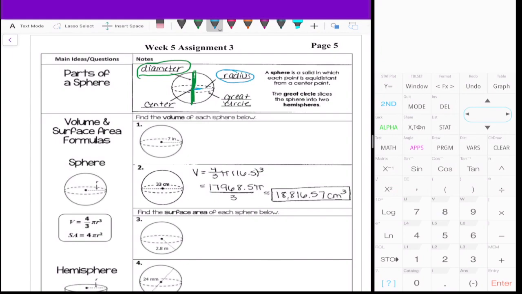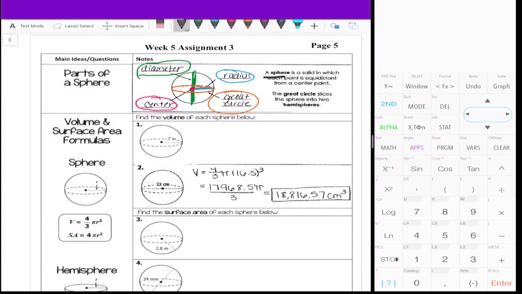Well, this assignment is about spheres and hemispheres. A hemisphere is just half a sphere, but with the flat top. So if you could imagine cutting an orange in half, that would be a hemisphere. So a sphere has a diameter, radius, a great circle, and center. Here, a sphere is a solid in which each point is equal distance from the center point. The great circle slices the sphere into two hemispheres.